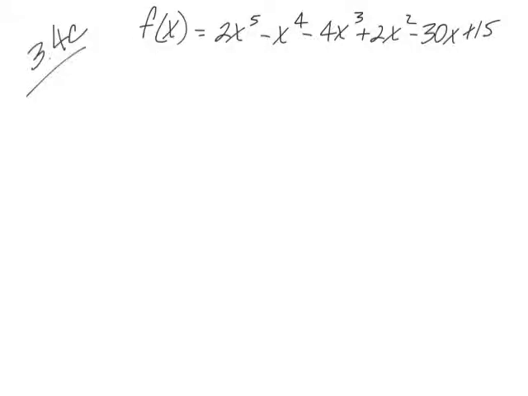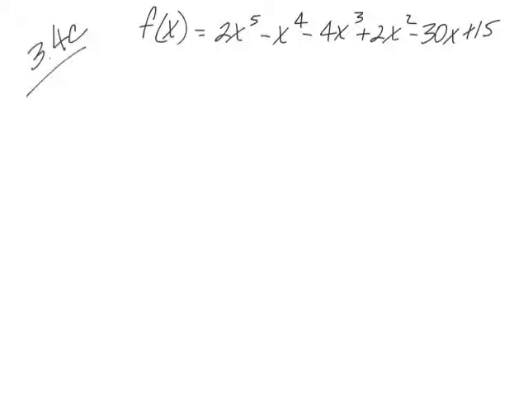Okay, this is 3.4c. I'm doing example 6, bottom of page 294 in college algebra. The first part of this says find the rational zeros and then the other zeros. That is, solve f of x equals 0. So what I'm looking for is my x values when y is 0.